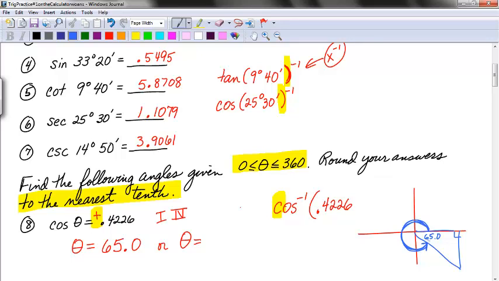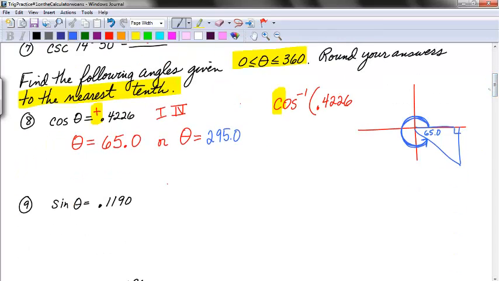So on your calculator, if you take 360 minus that answer (second function, answer), you should get 295.0. Okay. Notice on these, when you're doing the other quadrants, you will never ever use 90 or 270. It's always going to be either 360 or 180. Okay.